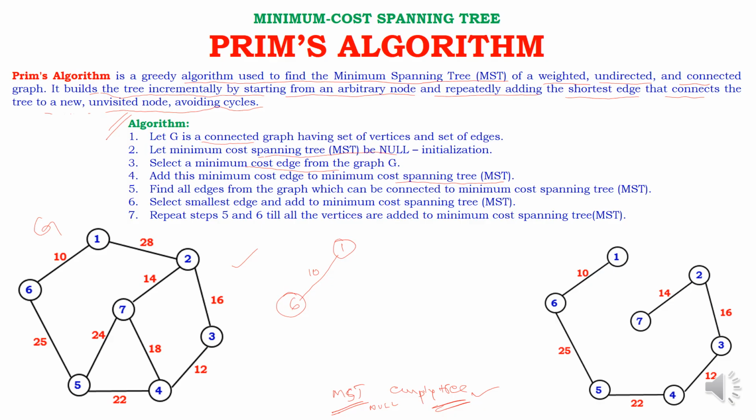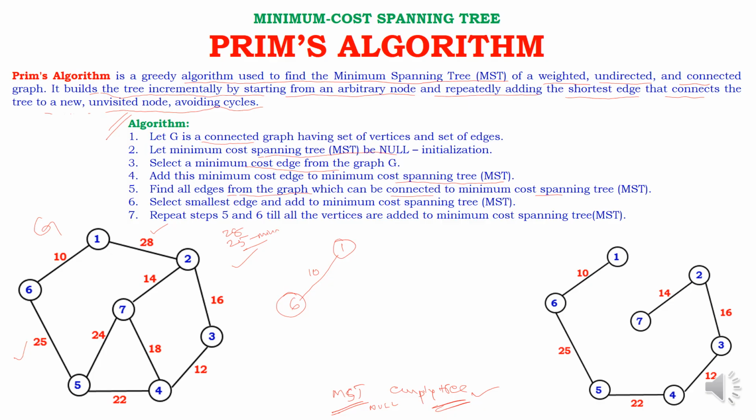Then find all edges from the graph which can be connected to the minimum cost spanning tree. So now this is the minimum cost spanning tree which contains two vertices, one edge, and if there is any possibility of adding another edge, yes, there is a possibility of adding 1, 2 or 6, 5. 1, 2 contains weight 28 and 6, 5 contains weight 25. So 25 is minimum. So add 6, 5.